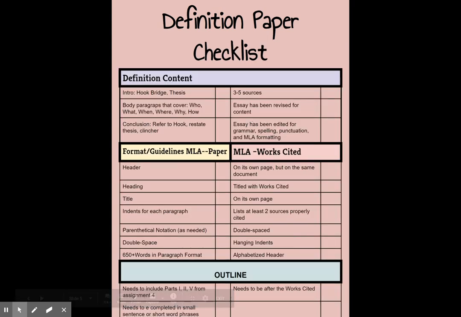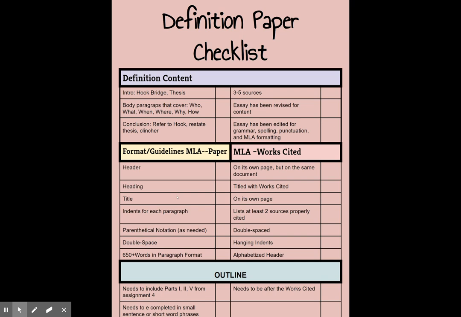And then on the next page here, there is a checklist that you definitely can print off if you want to, but these are the things that I'm going to be grading for. So obviously the hook, bridge, thesis in your intro, your body paragraph should cover the 5 W's. You have a conclusion that restates your thesis. You have 3 to 5 sources. It looks like it's been revised for editing, punctuation, spelling.